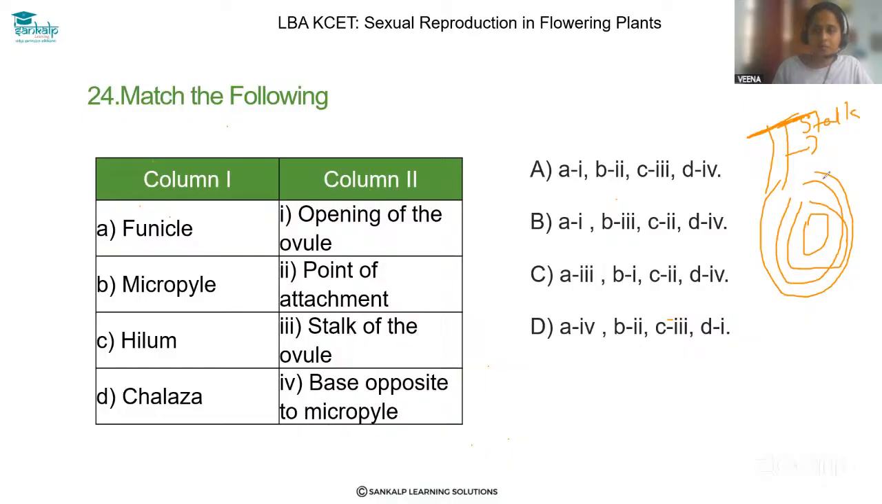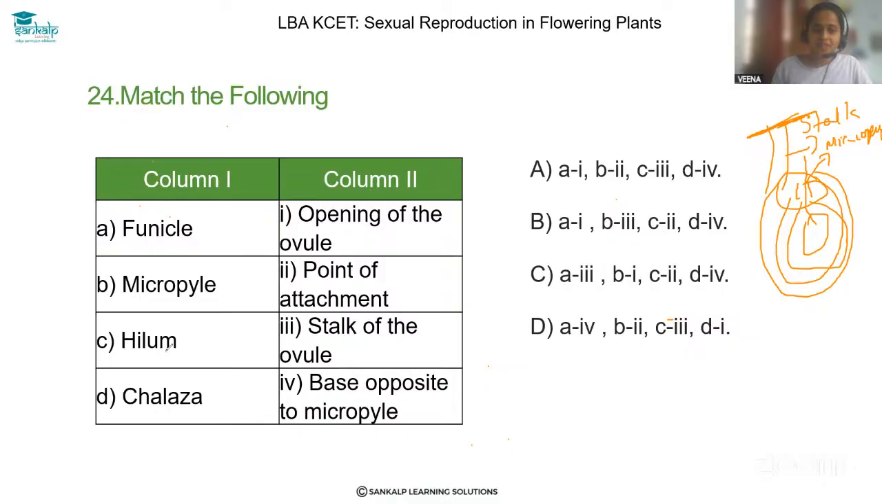And then micropyle. So in case of anatropous ovule, here itself there is an opening that is called micropyle, through which the pollen tube enters into the ovary. So the correct answer for micropyle is opening of the ovule. So here it is an opening.